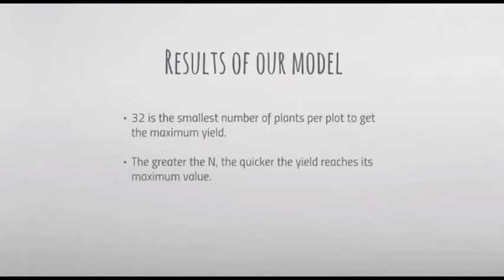The results of our model. From the data of our model, we can see that for the plants per plot we should use a minimum value of 32 in order to achieve an optimum yield. We also see that a high number of plants per plot will generally decrease the time it takes for the yield to reach its maximum value.